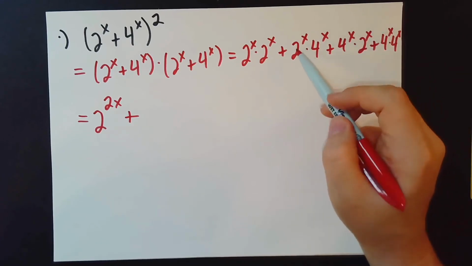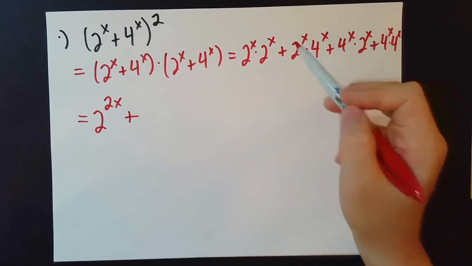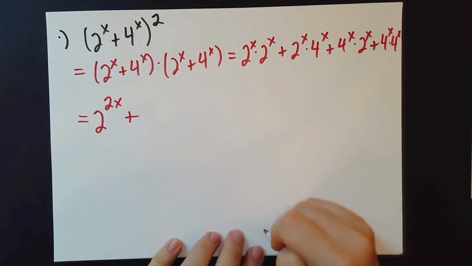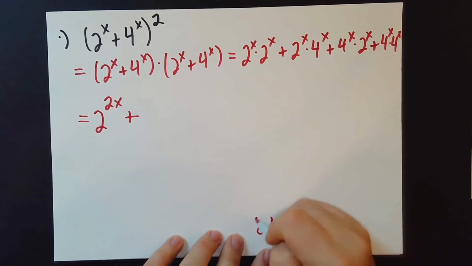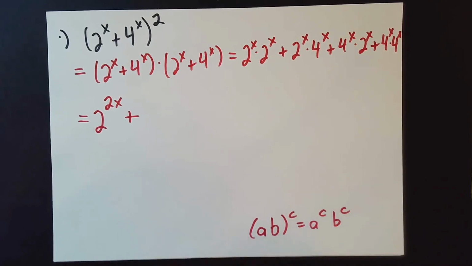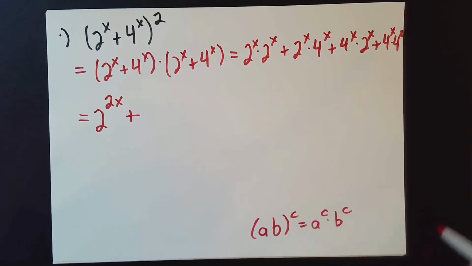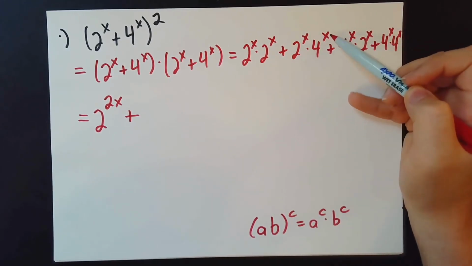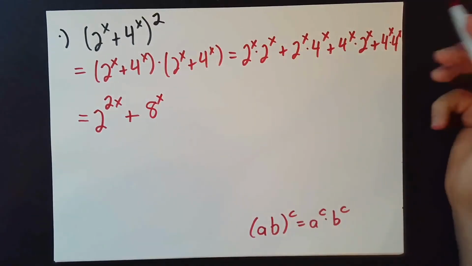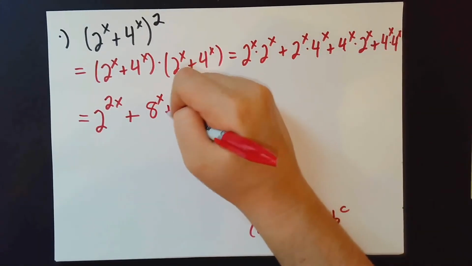Now, what happens when I have 2 to the x times 4 to the x? I can't add the exponents, but in this case, the exponents are actually alike. And so I can remember that one of my rules of exponents is that if you have a product raised to a power, it's the same as the product of each of those things individually raised to the power. And so if I read this backwards, I actually see that 2 to the x times 4 to the x, it's the same thing as 8 to the x. Likewise, 4 to the x times 2 to the x, that's also 8 to the x.